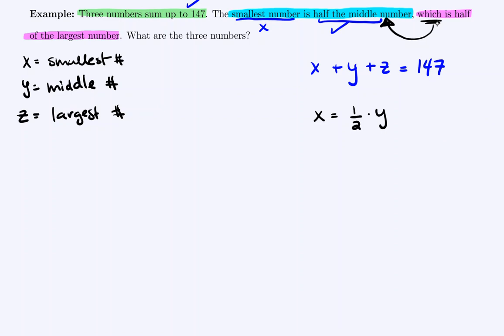Think about how you would write the equation for the third statement. The middle number is half of the larger number. That would be our middle number y is 1/2 times the larger number z. So we've translated each of the three statements and we now have a system of three equations and three variables. Remember, sometimes that bracket represents the idea that this is a system of equations. So if we are going to solve this, then our goal is to get down to a single variable.